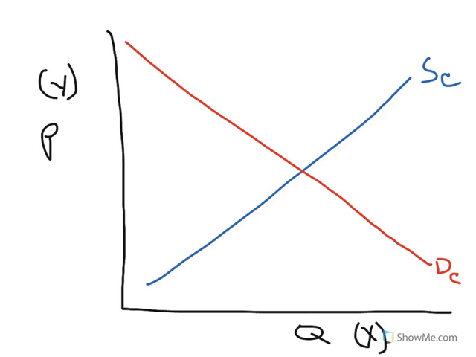Now, let's take a look at your homework question relating to the supply and demand for corn. We can see the two curves that are graphed, the supply of corn, identified as S sub C, and the demand for corn, identified as D sub C.